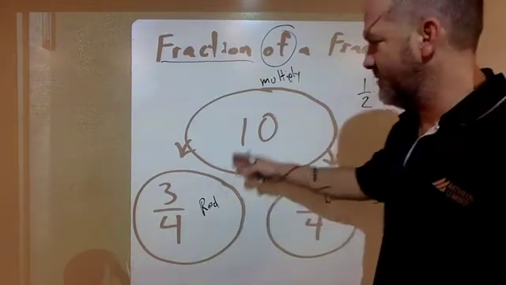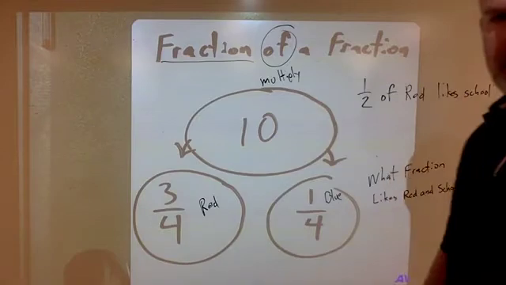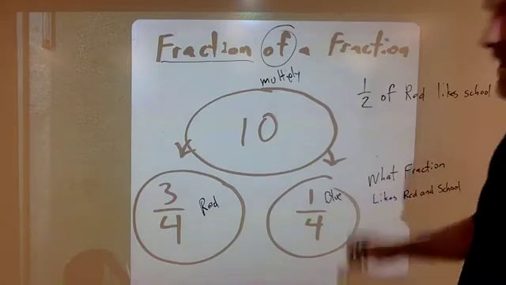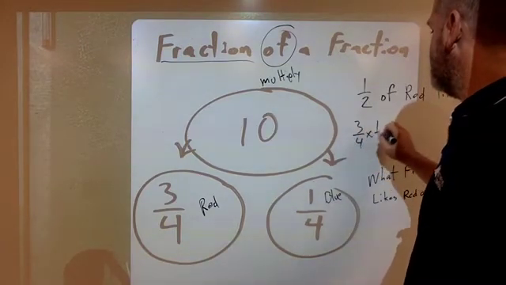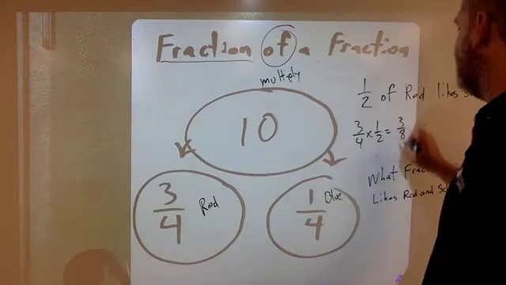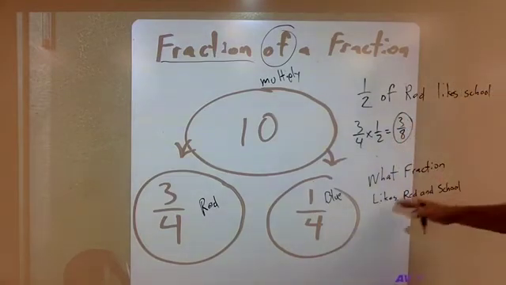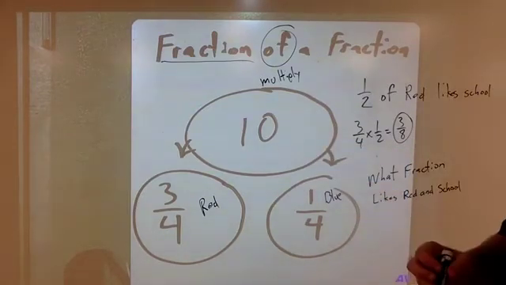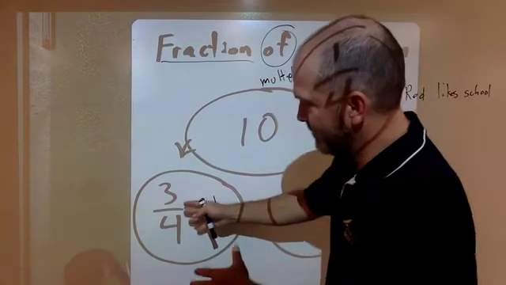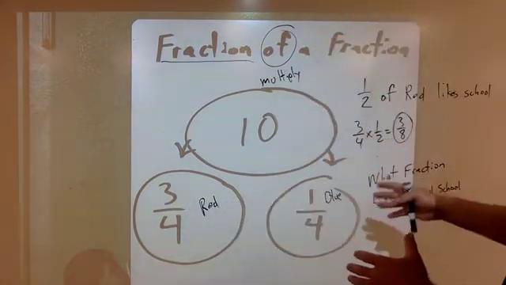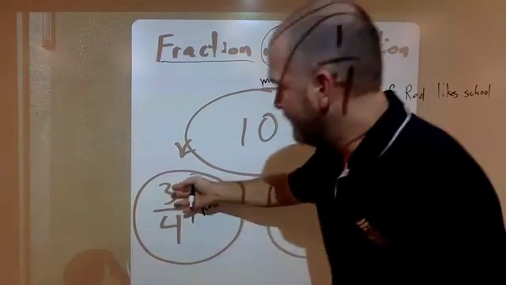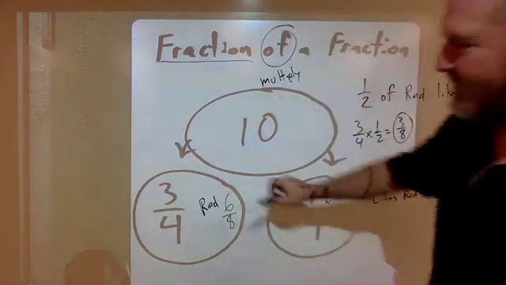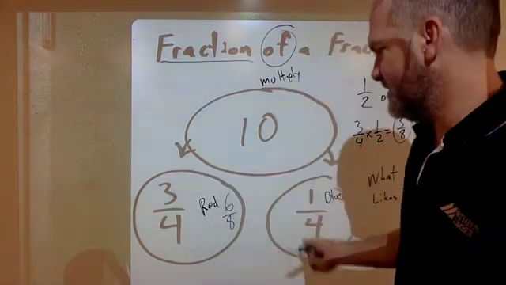Well, 3/4 of them like red. Half of those 3/4 like school. Half of 3/4 is 3/8. 3/4 times 1/2 is equal to 3/8. So that would be the answer to what fraction likes red and school. 3/8 of your original 10 like red and school. Half of your 3/4 like school. If you convert 3/4 into 6/8, it's easier to take half because it's hard to take half of 3. Half of 6 is 3.